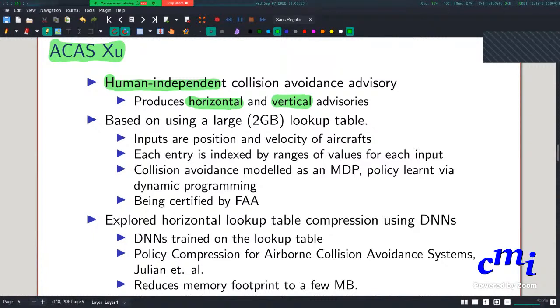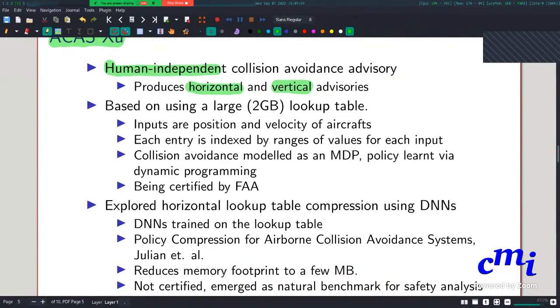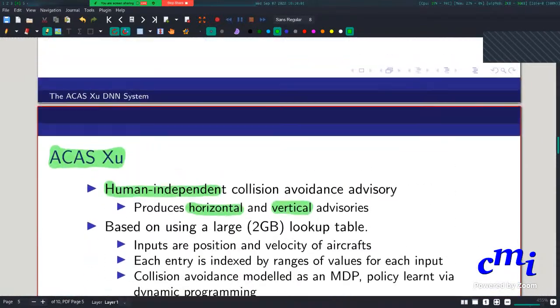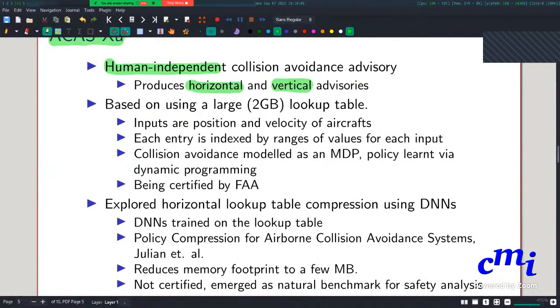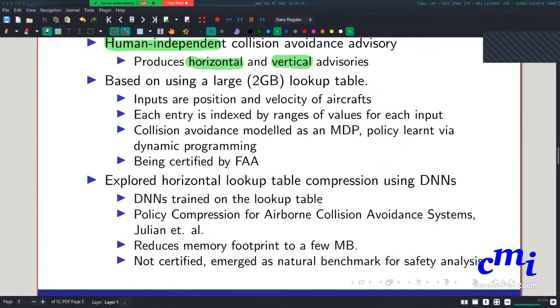What I want to talk about at this point, so this was the historical idea here, and now I'm going to go into a little bit of the details of the ACAS-XU system. So are there any doubts or any comments about the history? Okay, sure. I'll go into the details of what this ACAS-XU system is, right?